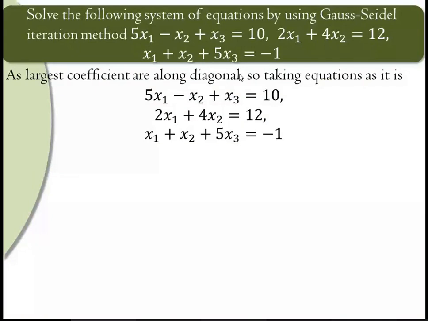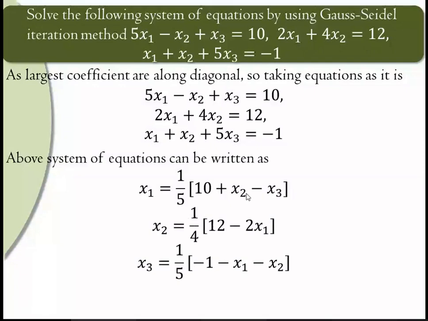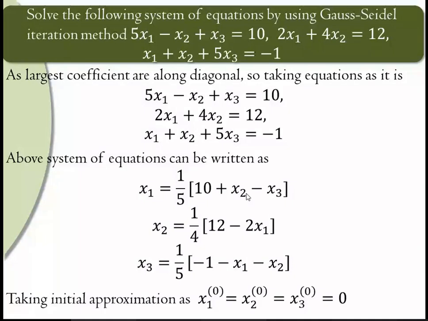Okay, the largest coefficients are along the diagonal. So we take them in the same order. Okay, this is 5, 4 and 5. Get the equations for x1, x2, x3. Use the initial approximation x1, x2, x3 as 0 only for the first equation. For Gauss-Seidel, put this value as 0 only for the first equation. For the second equation, use new x1. For the third equation, use new x1, x2. Okay, like that, we have to do the simplification.